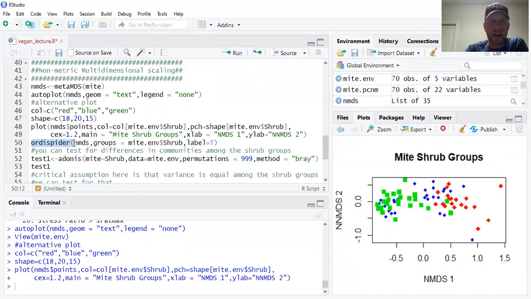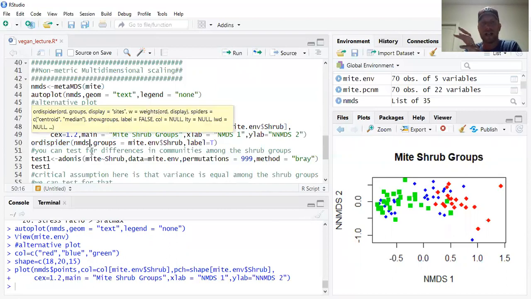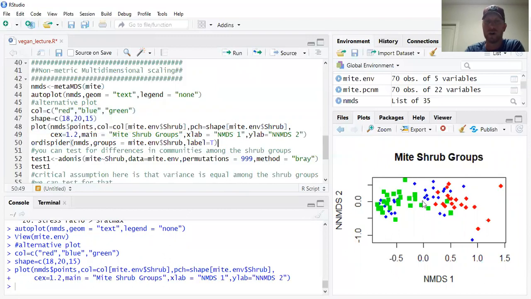And there's a really nice add-on from vegan called ordispider that will help us to show what those groups represent. When you've created a biplot like this, you can overlay ordispider. Ordispider is only going to work if you've already called plot on a generic plot or on an ordiplot, like we've done here. Okay, so we'll use the function ordispider. We're going to use it on the NMDS object that we created earlier.